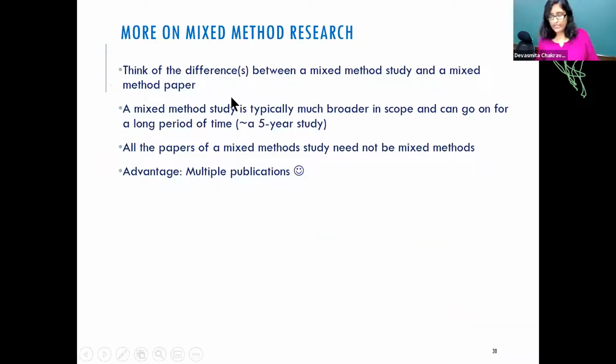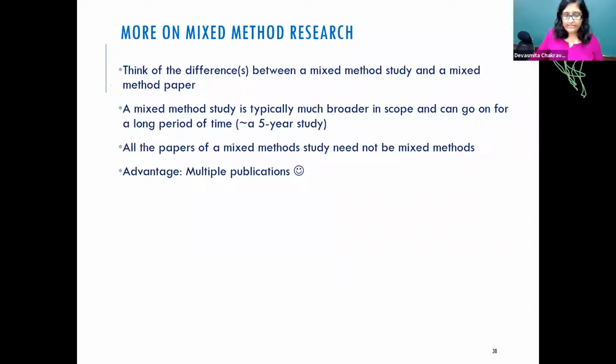Okay, now we'll talk a little more about mixed methods research. Think of the differences between a mixed method study and a mixed method paper. Have you thought about it till now? What we read are mixed method papers. But there are mixed method studies.